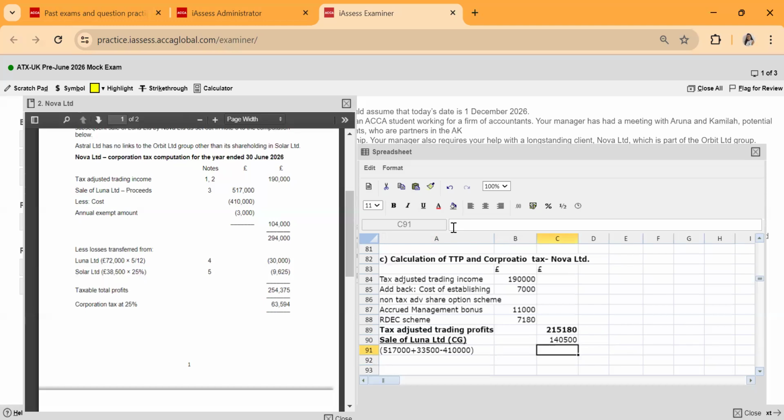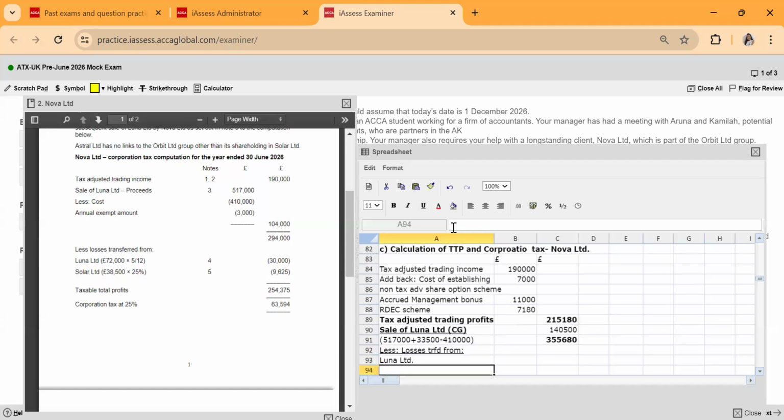Now after this, there is a losses adjustment. So for that, first get the total. So the total I get here is 355,680. Now I will reduce the losses. So I will write here less losses transferred from. Okay, we have first Luna Limited. There is a note given. Let's see, and accordingly we'll do the calculation.